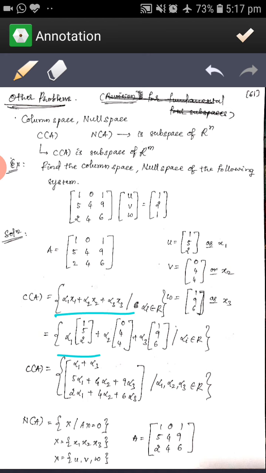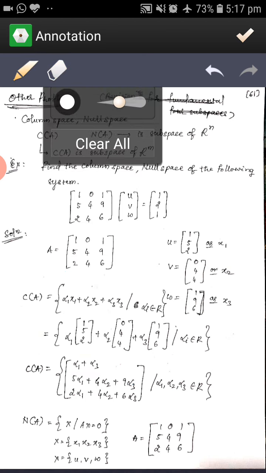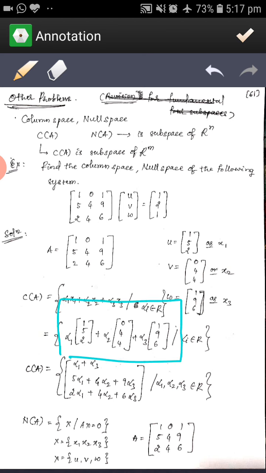Here x1 means the first vector, x2 the second vector and x3 the third vector. If I write the same thing in equation form, it is alpha 1 plus alpha 3 for the first equation, and the next equation is 5 alpha 1 and 4 alpha 2 and 9 alpha 3. The matrix represented in this way we call the column space of A.